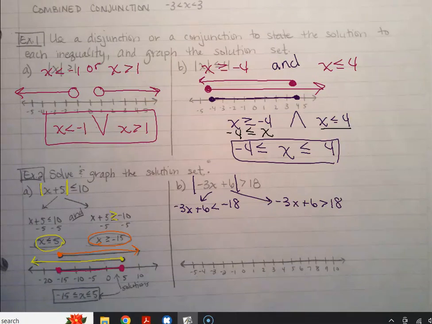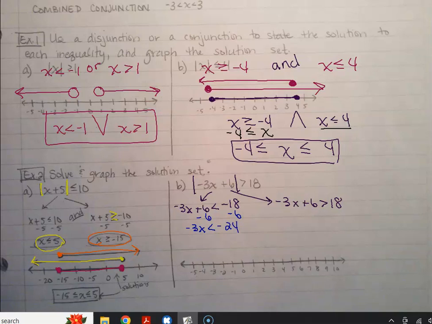Okay, Josie, what's the first thing we're going to do? We're going to subtract 6. Perfect. You can just say subtract 6. So we have negative 3x is less than, what's negative 18 minus 6? Nope, because they're both negative, it's going to get bigger. Negative 24. Perfect.